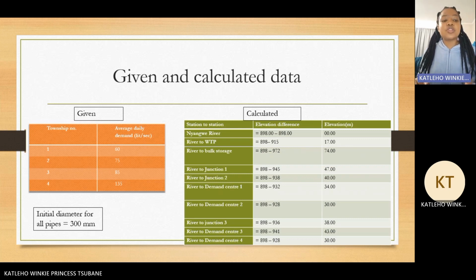From the river to the water treatment plant, the elevation is 17 meters. From the river to the bulk storage, the elevation is 74 meters. From the river to junction 1, 47 meters. The river to junction 2, 40, and so forth, until I got to my last elevation, which was river to demand center 4, where I found the elevation to be 30 meters high.